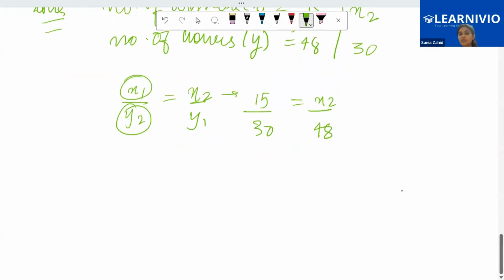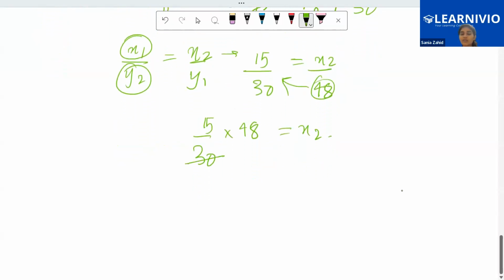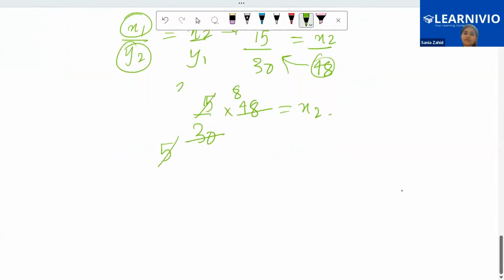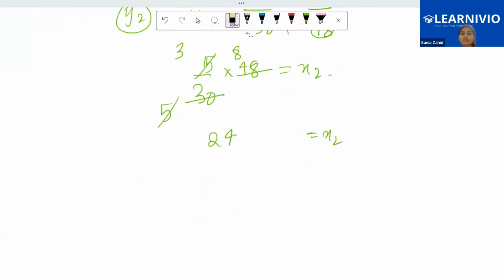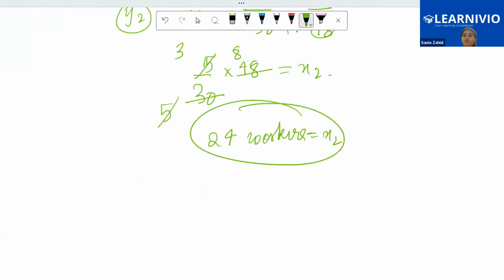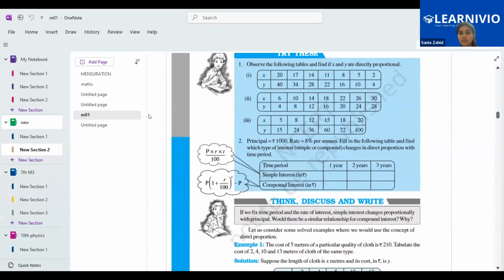Very good. Now what do you do? You cross multiply, transpose this, multiply 48. So it becomes like this. You have X2, you have 24 hours as X2. And 24 workers. Workers, I'm sorry. Understood the question? Yes, ma'am. Okay. So now we come to the exercise.